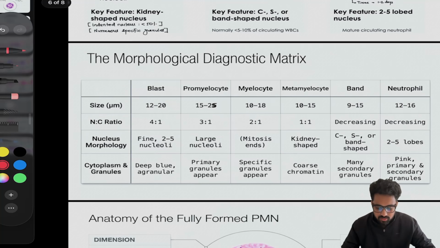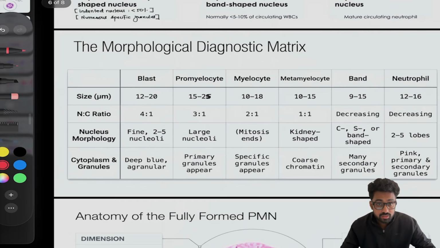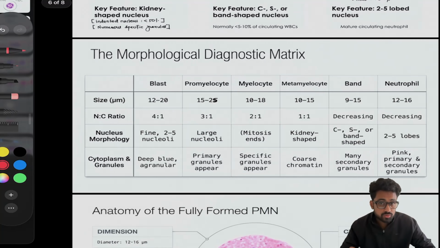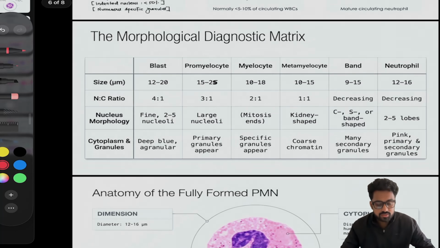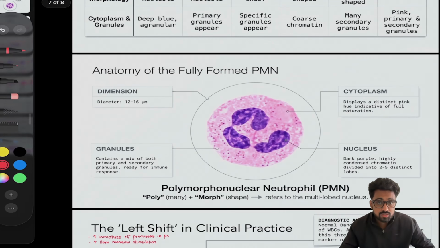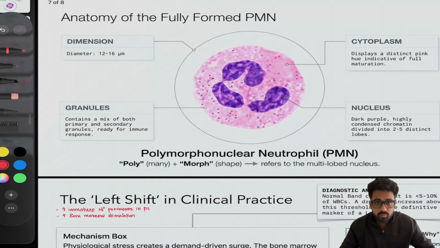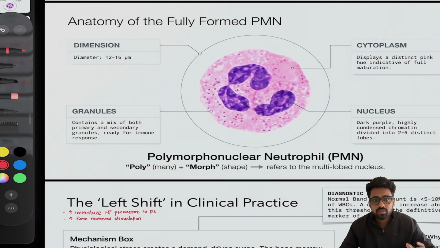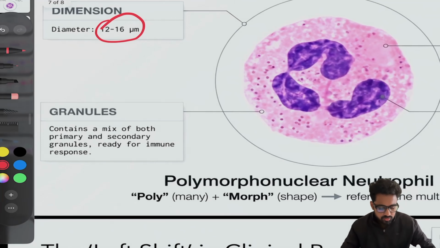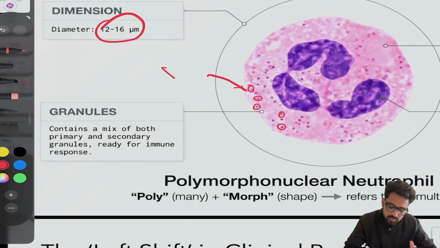This is the table I created. It contains all the values. You should remember this and the identifying features. Next is the fully formed polymorphonuclear neutrophil features. Let's say diameter is 12 to 16 micrometer, as we learned earlier, and granules contain a mix of both primary and secondary granules. So these are the granules.